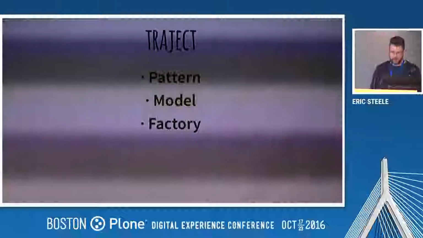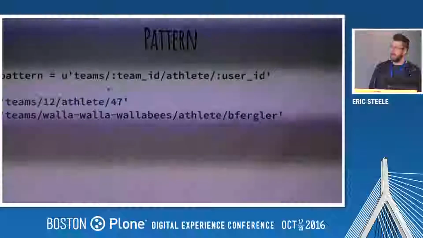There are three parts to this. There's a pattern, a model, and a factory. The patterns look something like this. So if I happen to have worked for a project that worked with sports teams, we would have had something that looked a lot like this, where with our patterns we were able to create a URL that looks something like these, depending on whether we wanted to really enforce text uniqueness for IDs or not.